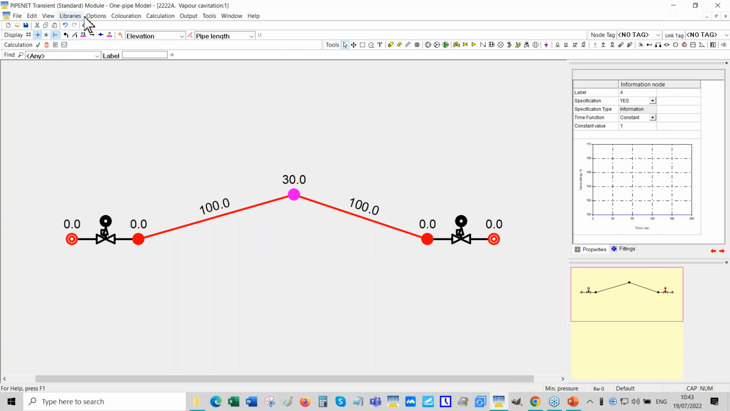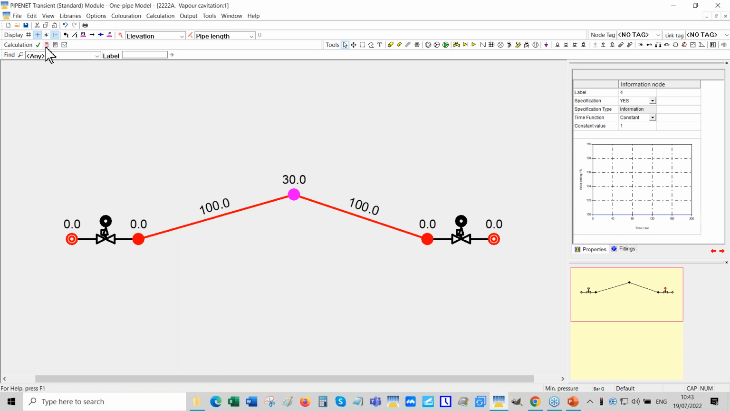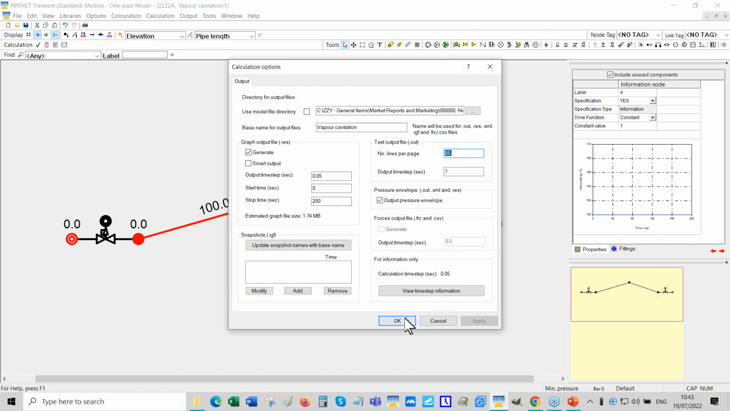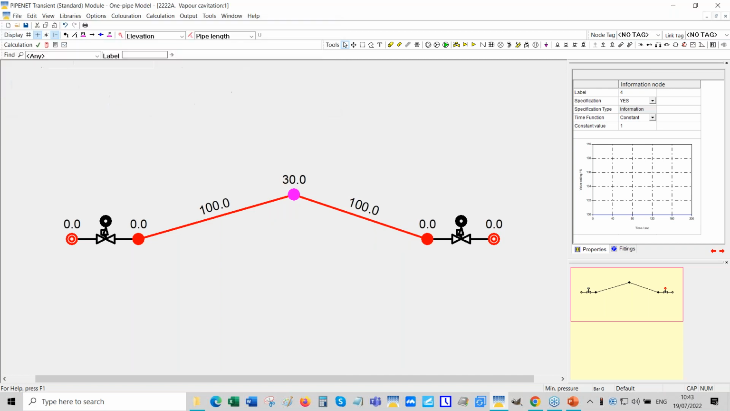Now let's take one step back and see what's actually happening. I said to you that one of the weaknesses in the vapor cavitation model is that it ignores the size of the cavity as far as the static head is concerned. For example, if this pipe is partially full, when you consider vapor cavitation, it doesn't consider the static head effect of the vapor pocket.